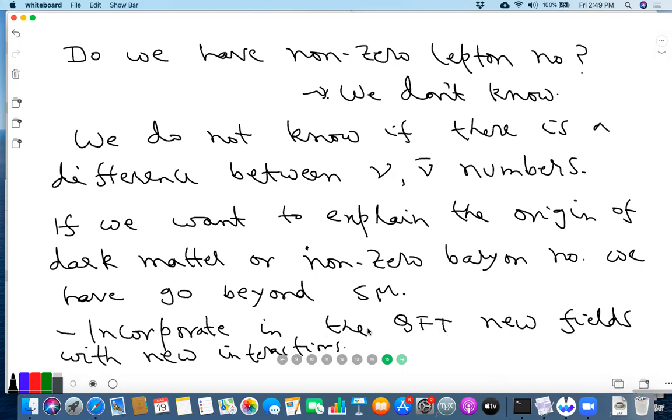And we will try to do this in a somewhat model independent way. Instead of writing the specific Lagrangian, we will try to work with a class of Lagrangians and see what kind of new physics could have given rise to dark matter or baryon number and so on. This is something that will be studied next.